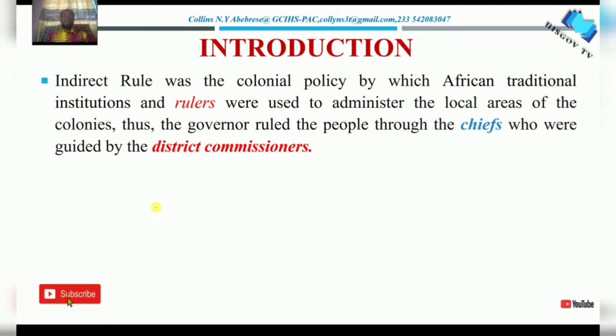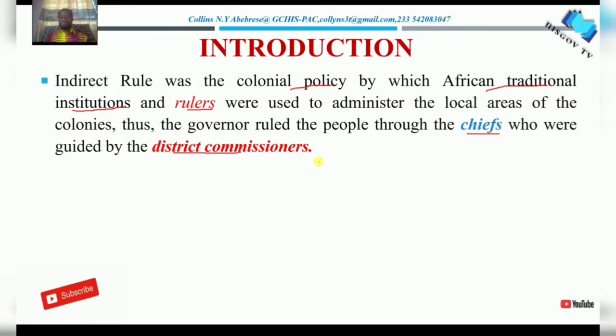If you're asked to explain the British use of indirect rule, even though we did it in our previous video on colonial rule in British West Africa, let's remind ourselves about the meaning of indirect rule. Indirect rule was a colonial policy by which African traditional institutions and rulers were used to administer the local areas of the colonies. Thus, the governor ruled the people through the chiefs, who were guided by the district commissioners. And so that is what indirect rule was about.